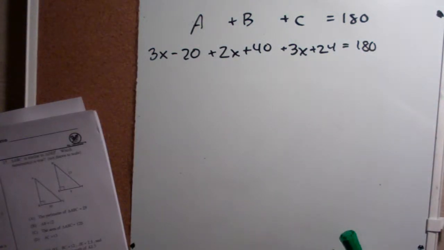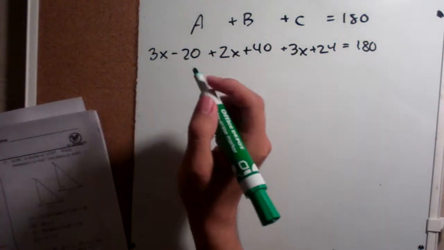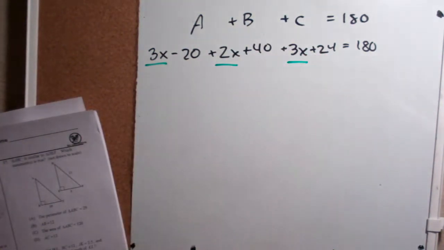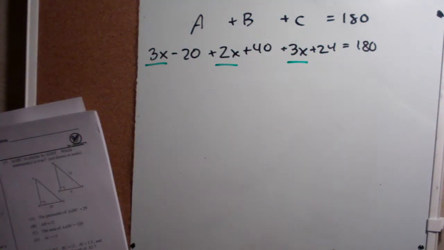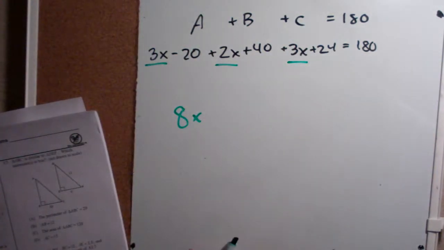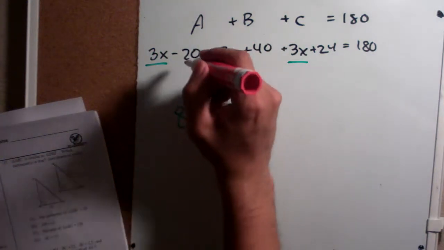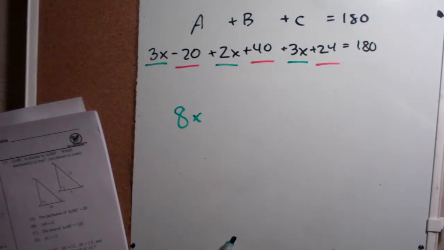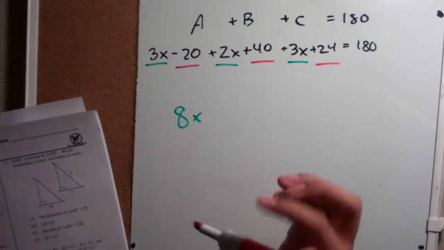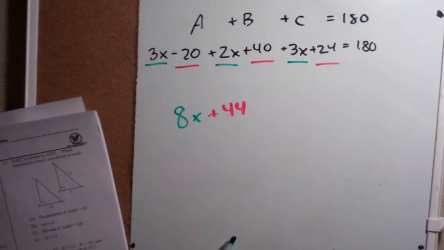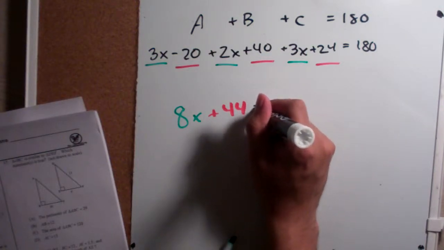Now I have a bunch of stuff happening on the left hand side. Let's simplify that. Let's figure out what the like terms are. 3x is a like term with 2x and a like term with another 3x. What does that combine to be? 3x plus 2x plus 3x turns out to be 8x. Now let's figure out the like terms with negative 20, 40 and 24. Negative 20 plus 40 is 20, and 20 plus 24 is 44. And this is all equal to 180 degrees.